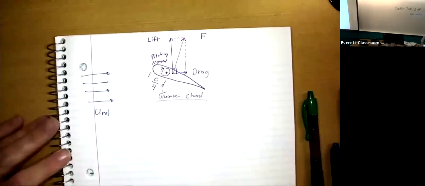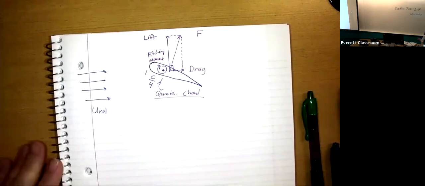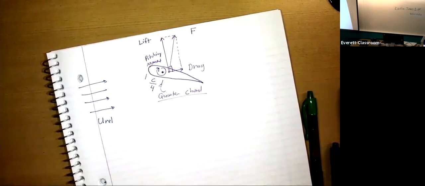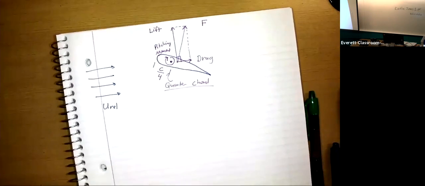That is that distance, right? And that's not necessarily true. That's not necessarily where the center of rotation of the airfoil is, but that's pretty close for most airfoils. So we typically just measure whatever the moment is from that point, the quarter chord.